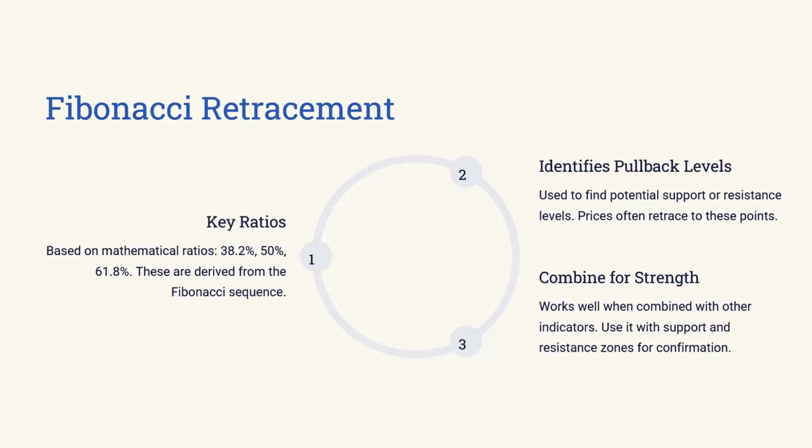Third one is combine for strength. It works well when combined with other indicators. While powerful, Fibonacci retracement is most effective when used in conjunction with other technical analysis tools for confirmation. Use it with support and resistance zones for confirmation. If a Fibonacci retracement level aligns with a previously established horizontal support or resistance level, a trend line, or a moving average, the strength and reliability of that level as a potential turning point are significantly enhanced. This confluence of signals provides higher conviction for trading decisions.